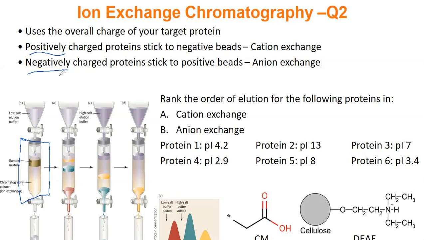When you have negative beads, you're binding to positive proteins. This is called cation exchange. When you have positive beads, you're binding negatively charged proteins. This is called anion exchange.